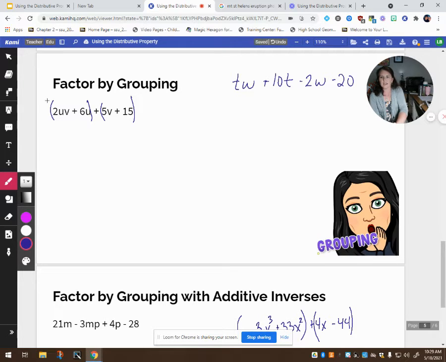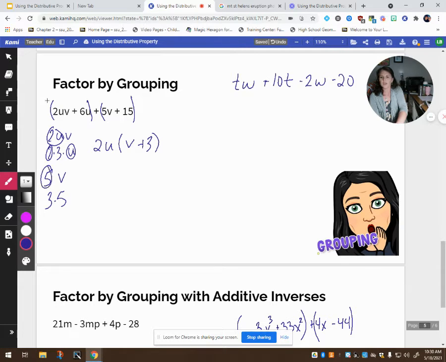So I can look at this and I'm going to factor out. I'm just going to go ahead and write the prime factorization. This is 2 times u times v. The prime factorization of this one would be 2 times 3 times u. Prime factorization of this is 5 times v, and the prime factorization of this is 3 times 5. Okay, so when I look at that, if I factor out the 2u from here and here, bring that to the outside, I'm left with v plus, what am I left with here? 3. Okay, that's going to put me back here.